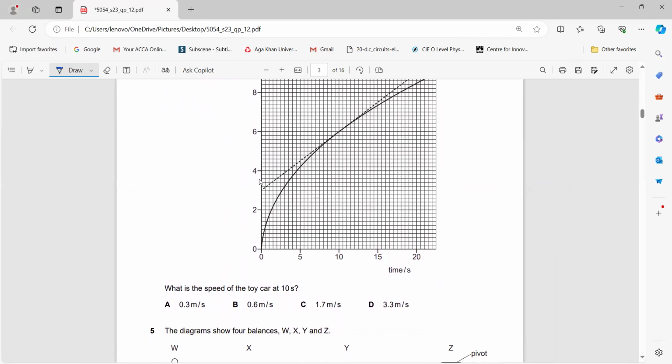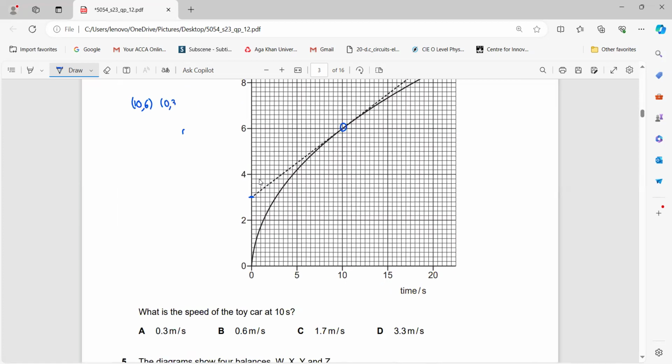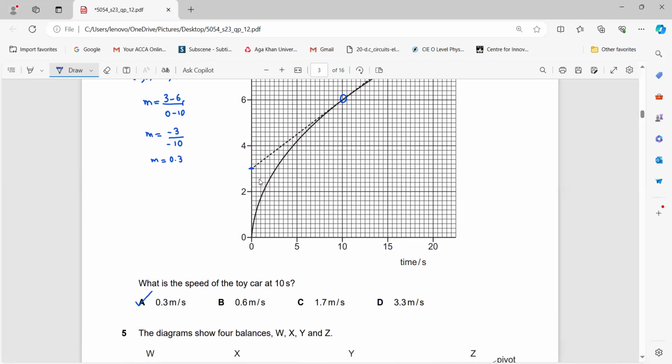What is the speed of the toy car at 10 seconds? Now, you'll have to pick up on the tangent, pick 2 points and find out the gradient. So I guess this is 1 point. I'm going to take 10 and 6, 10 on the x-axis, 6 on the y-axis. And you can take the intercept. I guess it's going to be 0 on the x-axis and 3 on the y-axis. So gradient is y2 minus y1 over x2 minus x1. That's 3 minus 6 over 0 minus 10. That's going to be minus 3 over 10, and that is going to be 0.3. So my answer is A.